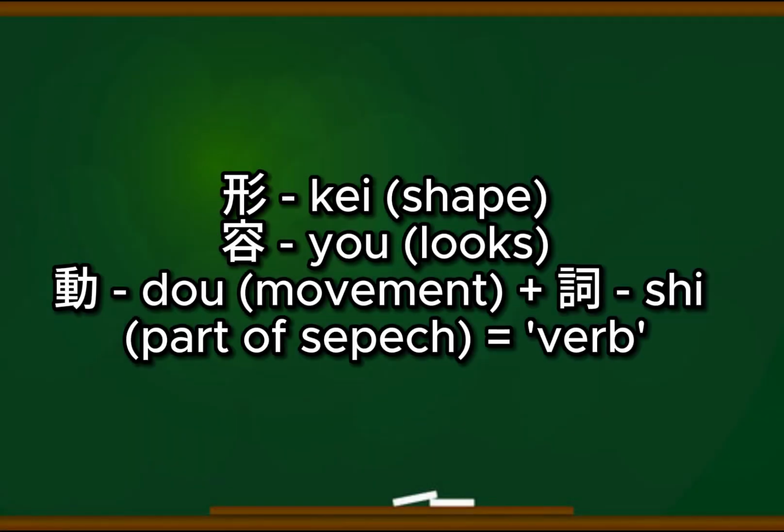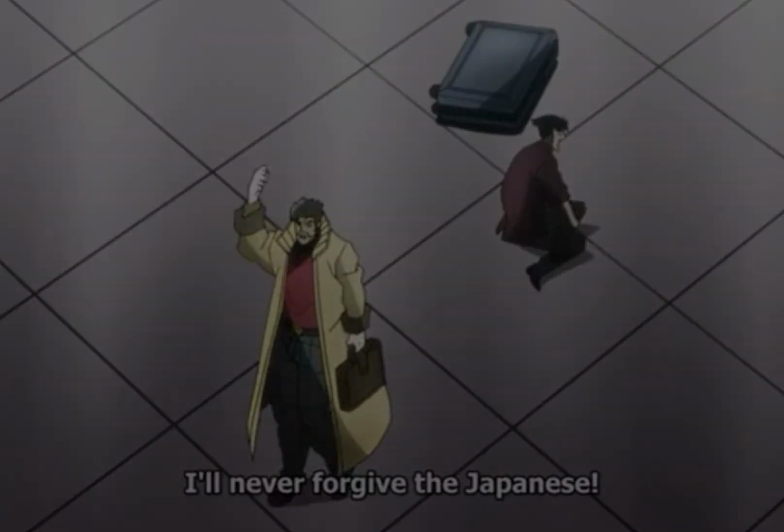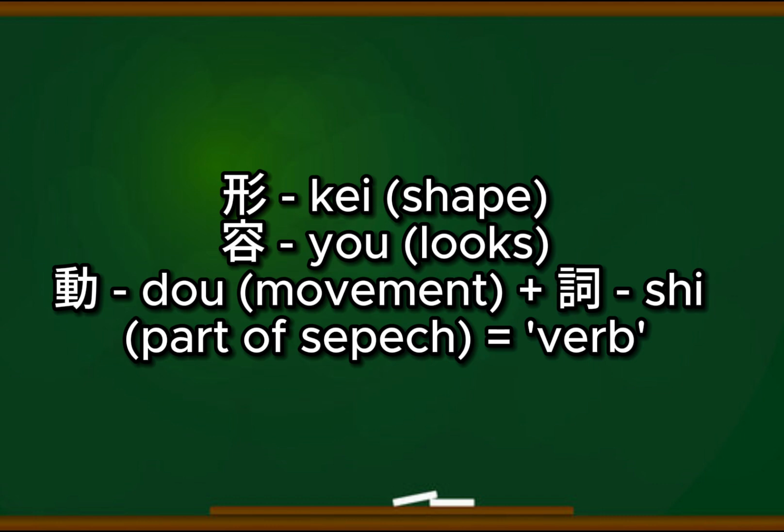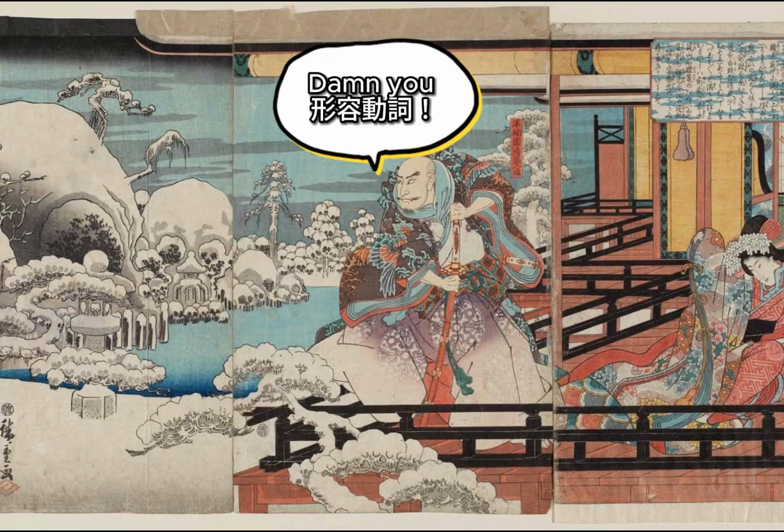Keiyodoshi is going to be a little bit more complex. The translation of keiyodoshi is adjectival noun. However, this is a bit of a lie. The first two characters are the same, shape and looks. However, doshi means verb. Surely a verb is different from a noun. After doing some reading, all I can say is that it is linguistically a very complex issue.